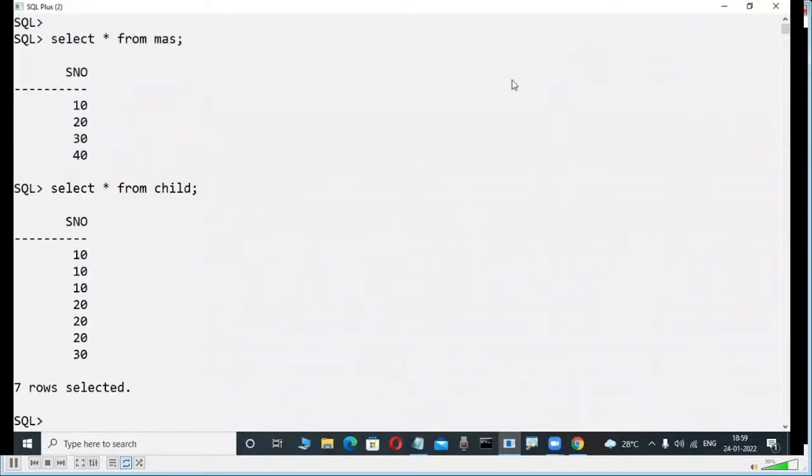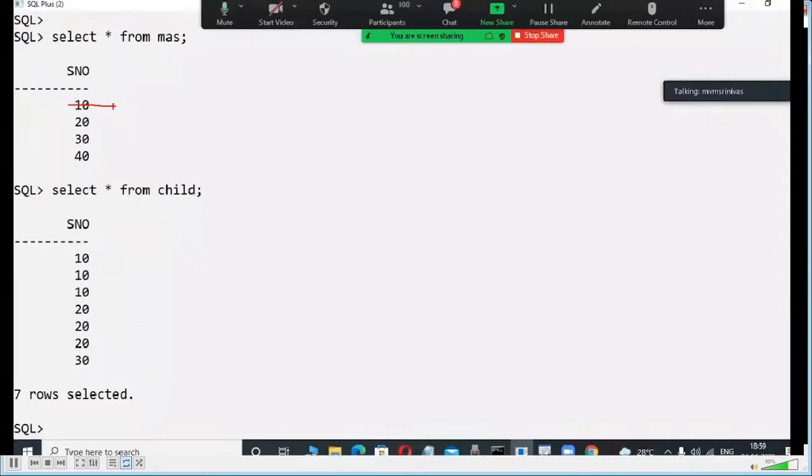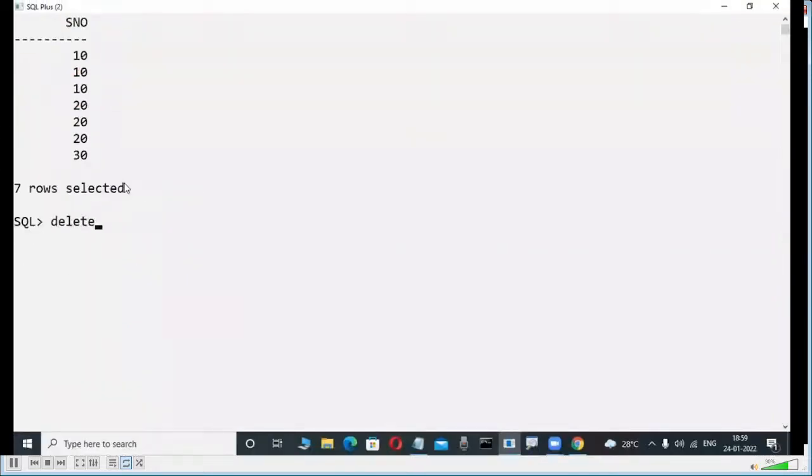Observe here, this is a master table, and this is a child table. Now master and child are there or not? You will become familiar with this in the course. Now I try to delete some record. Up to now you don't have an idea what delete and insert are, I'm just checking. Delete from master where sno is equal to 10.